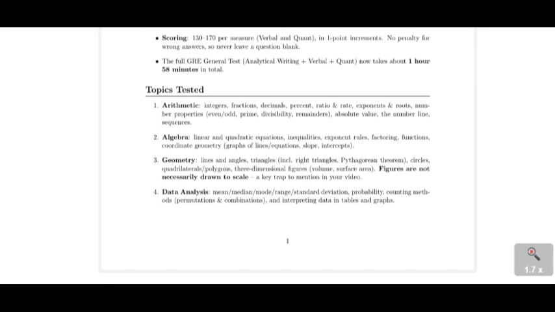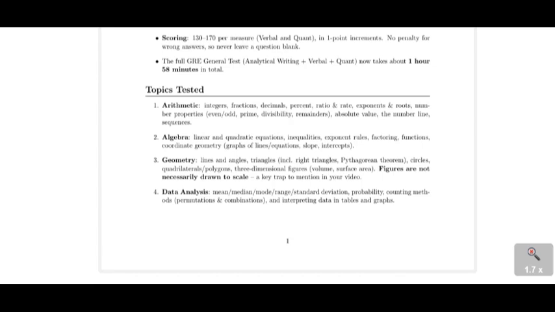All right. Now, what are some of the topics tested? Under arithmetic, we have integers, fractions, decimals, percentages, ratio and rate, exponents and roots, number properties like even and odd numbers, prime numbers, divisibility rules, remainder theorem, and all that. You will also find absolute value, the number line, sequences, and the rest. Now, under algebra, you meet questions on linear and quadratic equations, inequalities, exponent rules, some factoring, functions, coordinate geometry, that is graphs of lines or equations, slopes, and intercepts.